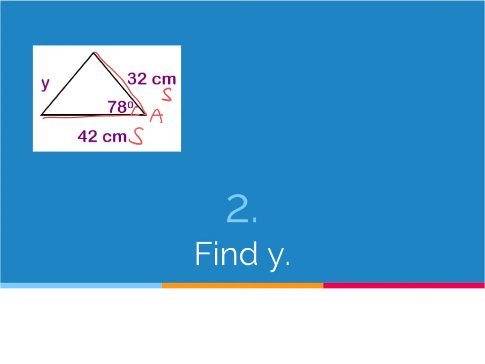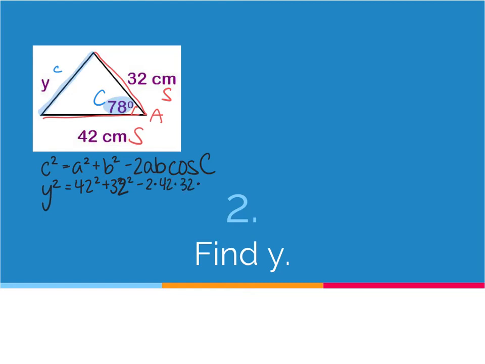Let's start by writing out the law of cosines. C squared equals A squared plus B squared minus 2 times A times B times the cosine of angle C. As I look here, we have to remember that since we are looking for y, which is opposite the angle 78 degrees, that angle has to be C, meaning y is our side length C. So now we can substitute: y squared equals, let's remember that our two sides that were given, the 42 and the 32, one is A, one is B, doesn't matter which, so I'm going to say 42 squared plus 32 squared minus 2 times A, which is 42, times B, which is 32, times the cosine of C, which we said was 78.